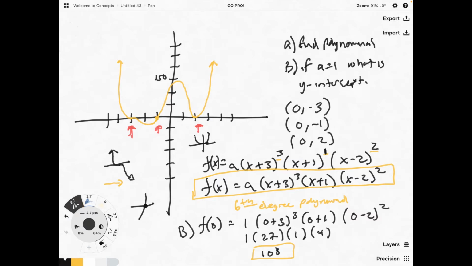That would show that this point, even though it doesn't look like it, is at the point (0, 108). All we're doing is taking information that we already know, the x-intercepts, which are just when you set your factors equal to 0, and then from there we're looking at the shape of the graph, determining the power or the multiplicity, putting them all together in an equation, and then based off of the a value or the leading coefficient or whatever information the problem gives you, solving for what they ask for. All right, let's look at one more example.